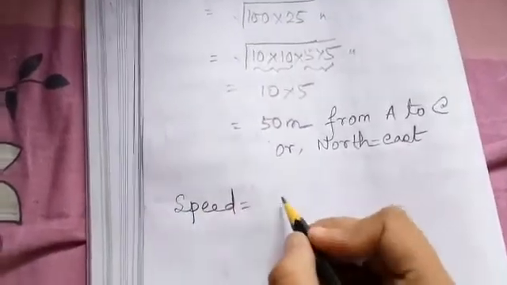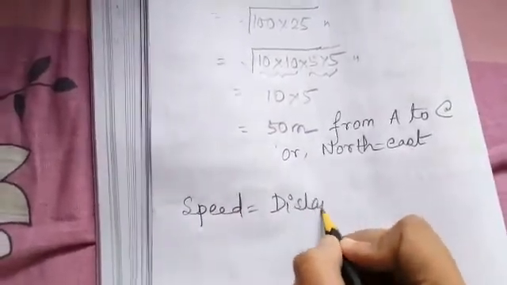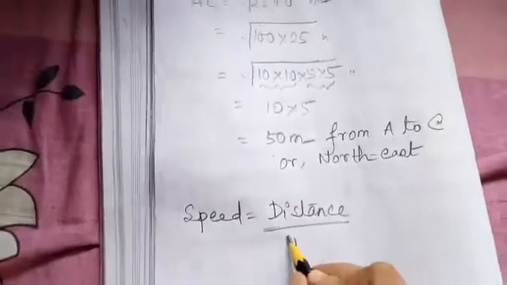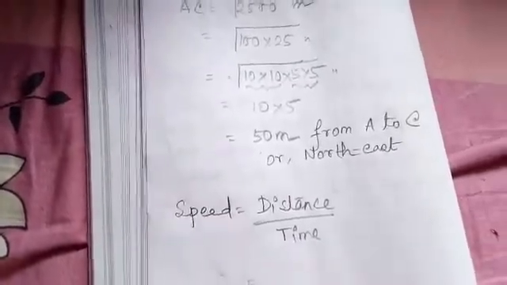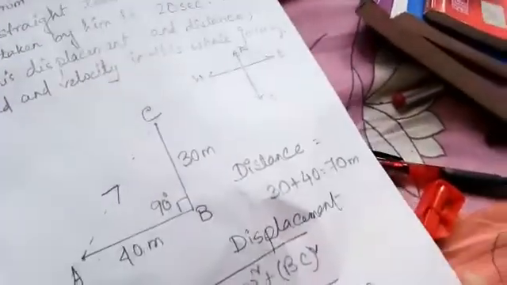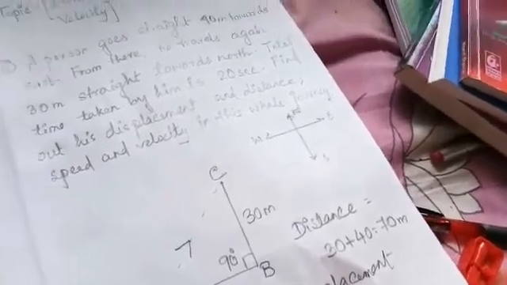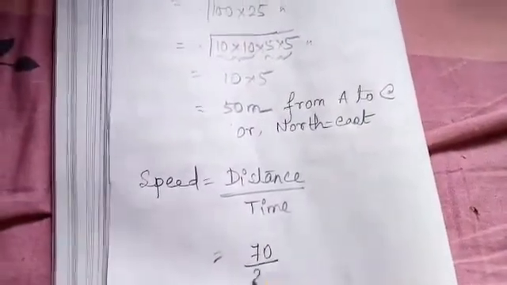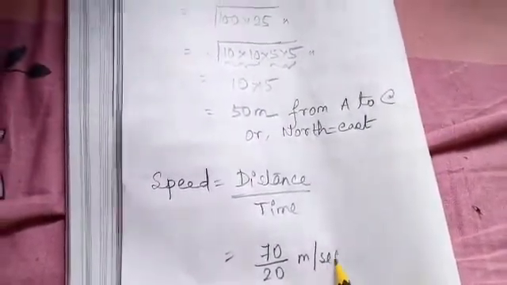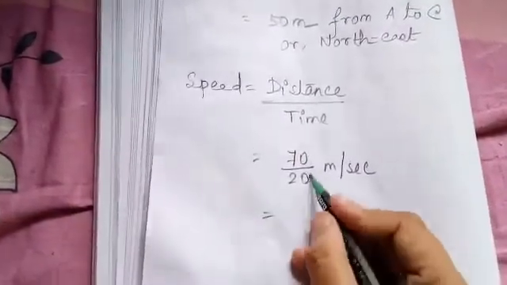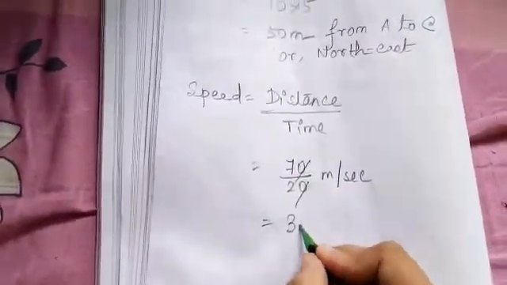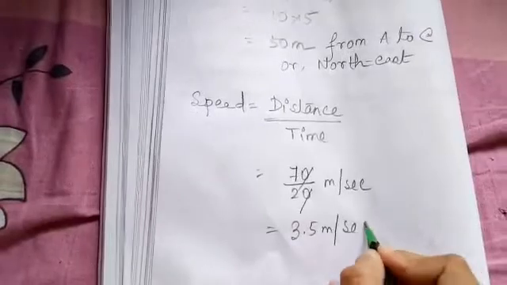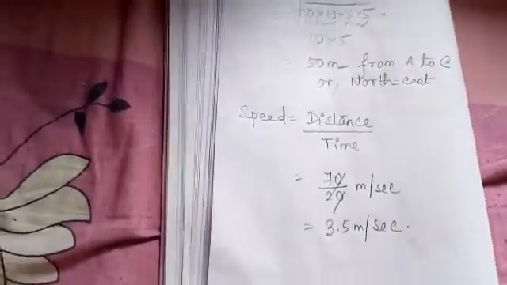Now we are coming to the speed, right? So what is speed? Speed is distance divided by time. So what total distance it travels? Let's check. The distance traveled by the body is 70 meter and how much time? See, 20 seconds the time is given. So 70 divided by 20 meter per second. So it is coming 7 by 2 means 3.5 meter per second. So speed is 3.5 meter per second.